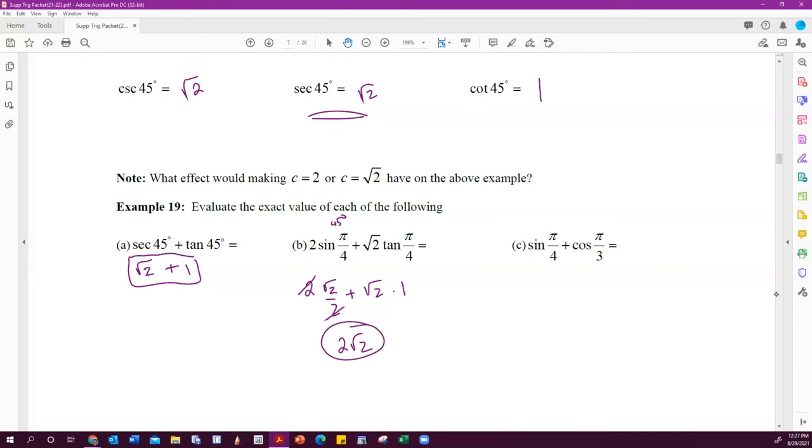Sine of pi over 4, remember pi over 4 is still 45 degrees, so this is rad 2 over 2. And cosine of pi over 3 was on the other page. The cosine of pi over 3 was 1/2, because pi over 3 is the 60 degree angle. So this, of course, becomes rad 2 plus 1 over 2.